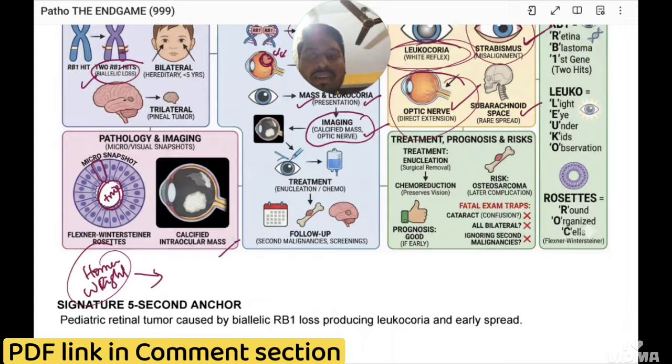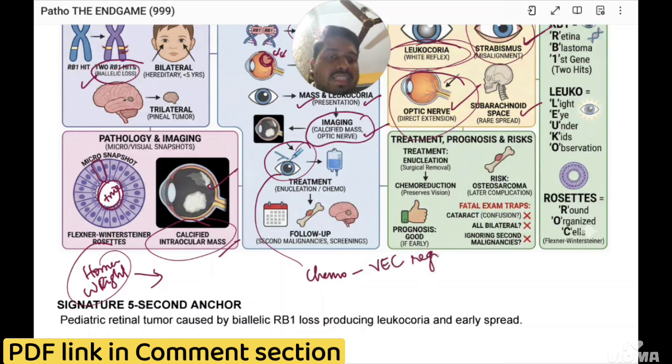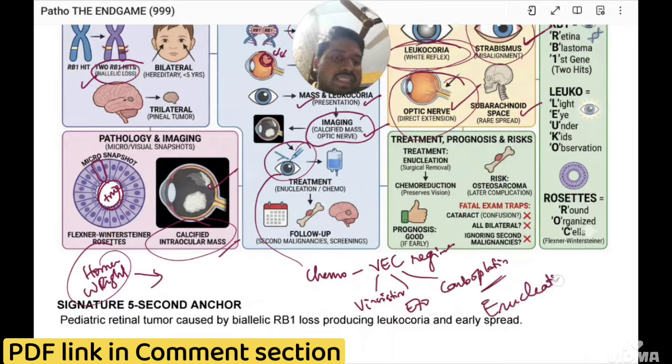Now on pathology, there is a calcified intraocular mass. Calcified, why I told that. So going to the treatment, it is basically removal, depends on the stages, but standard treatment is chemo, we basically give the VEC regimen. V stands for vincristine, E stands for etoposide, and C stands for carboplatin. And along with this we do enucleation. It depends on the staging, but in simple terms, it is enucleation, removal of the eye.